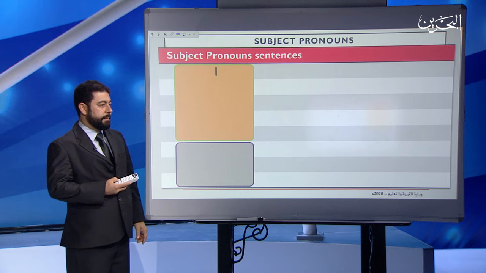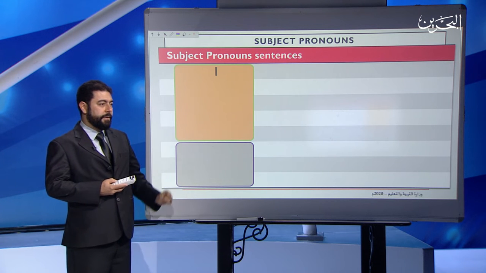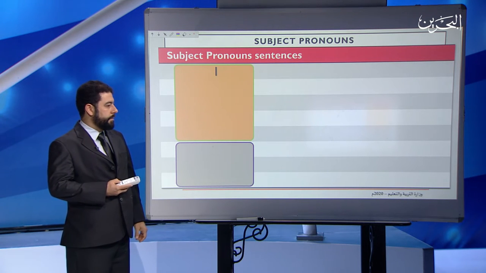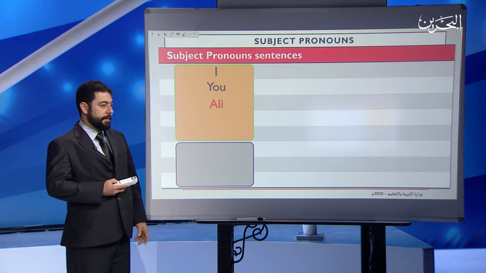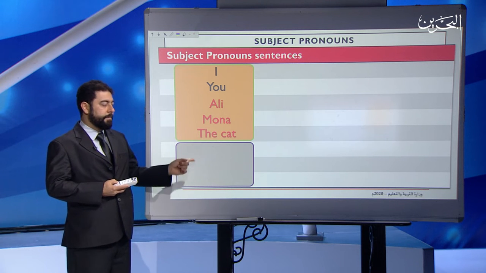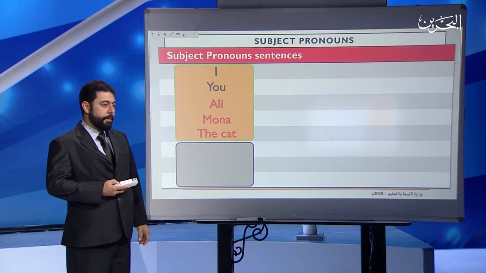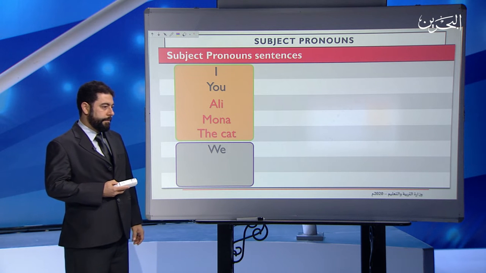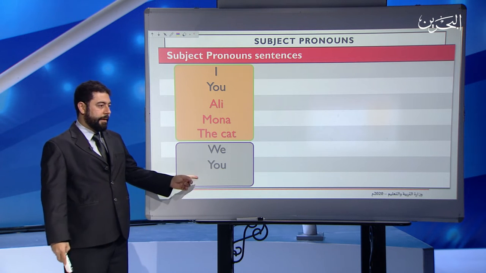Subject pronoun sentences. Let's substitute some of the third person pronouns. I, you, what about he? I can say Ali. What about she? Mona. What about it? The cat. Can I substitute we with a name or a noun? No. What about you? You cannot do that. But with they, you can.